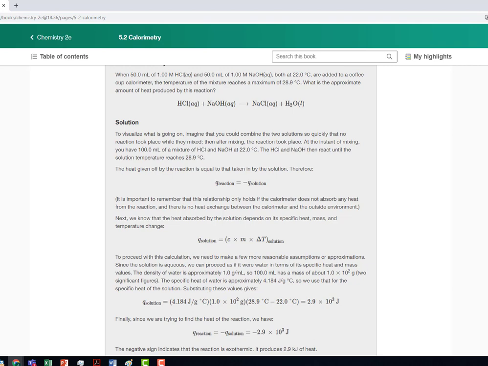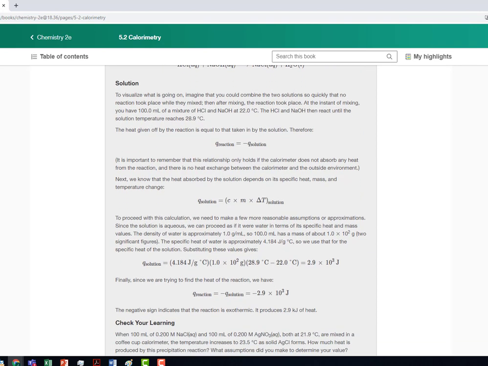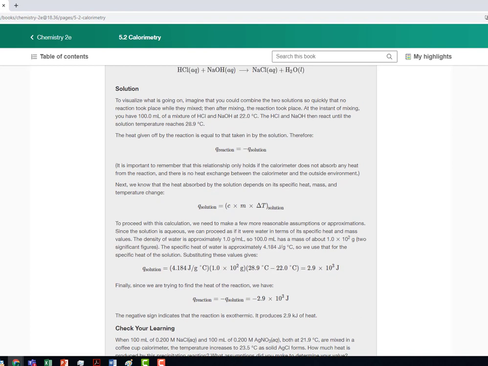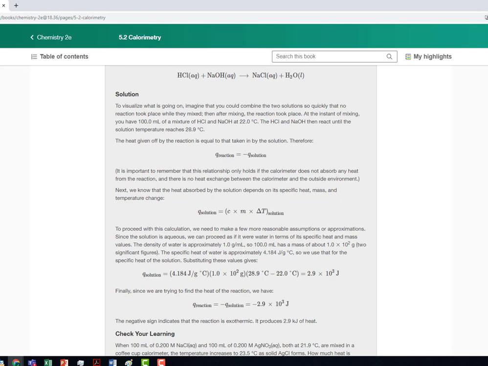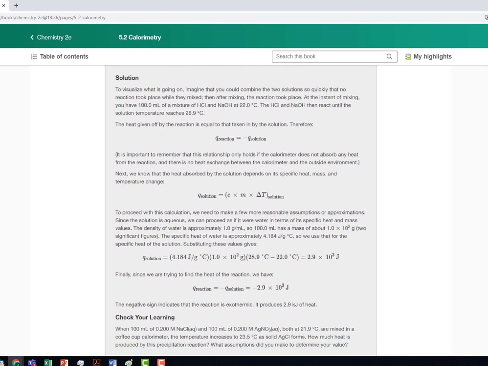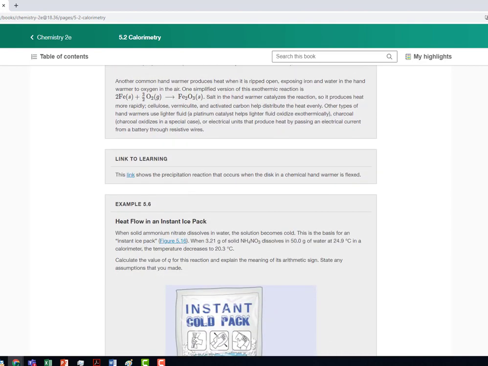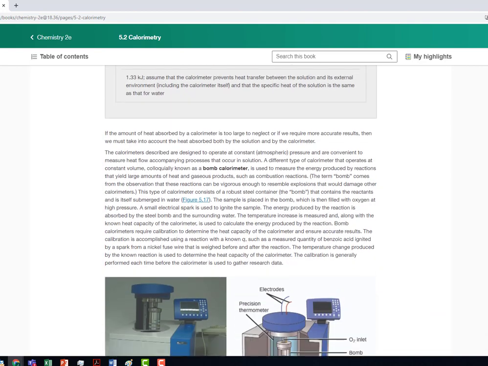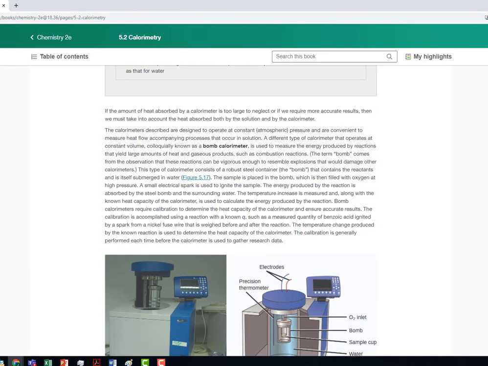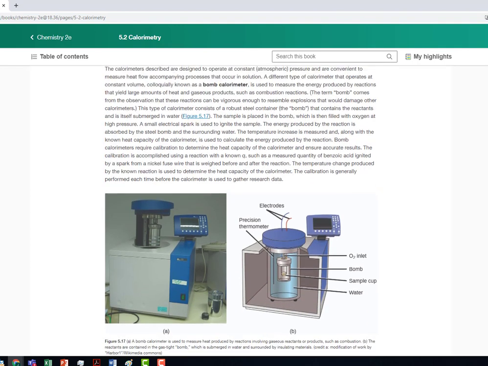You'll notice this one is not quite as involved because you're basically finding the Q of the solution. You're not having to do two heat equations, and then you'll be using that to do additional calculations, and we'll look at that in the lab. And then I did want to end with this other type of calorimetry.